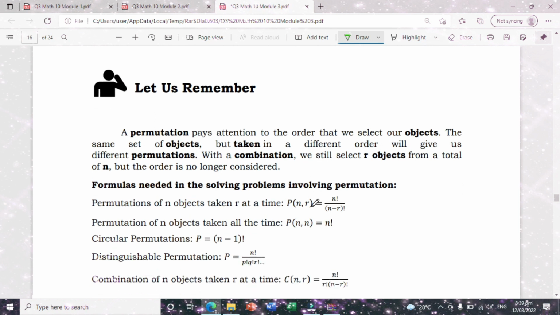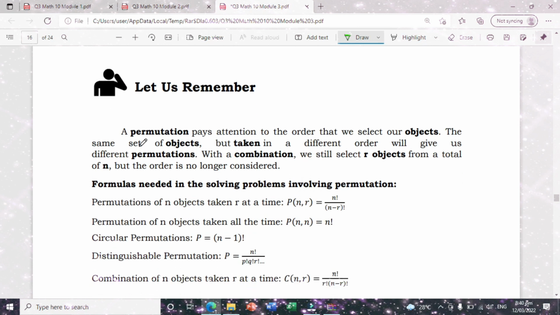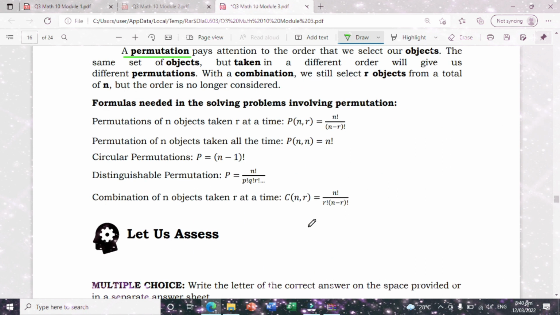Okay, so that's all for this day. So let us remember, in permutation, pay attention to the order that we select our objects. The same set of objects but taken in a different order will give us different permutations. In a combination, we still select our objects from a total of n, but the order is no longer considered. So these are the formulas of permutation. Ito, permutation yan lahat. Tapos, sa combination, ito.